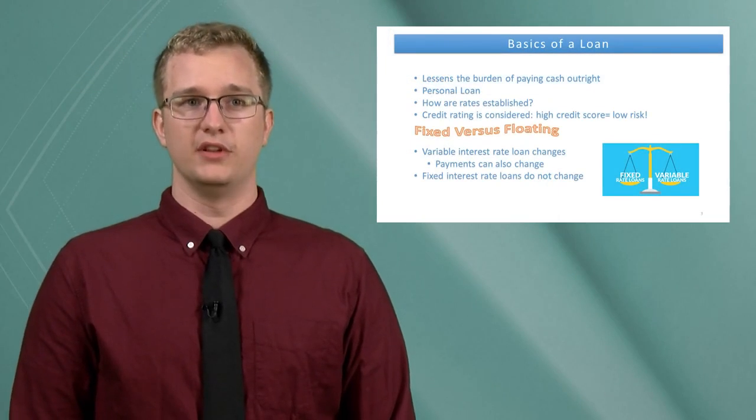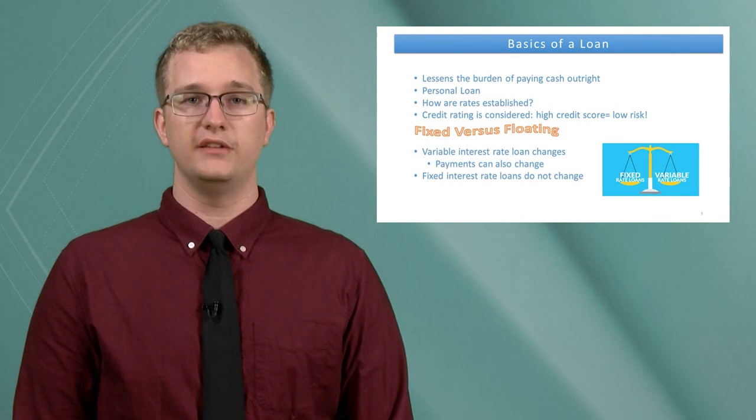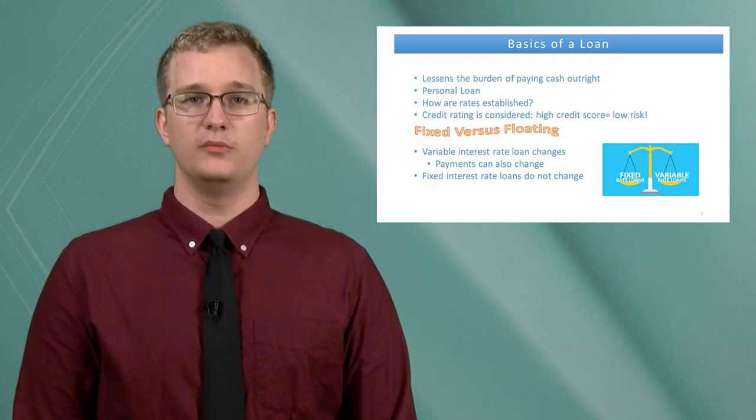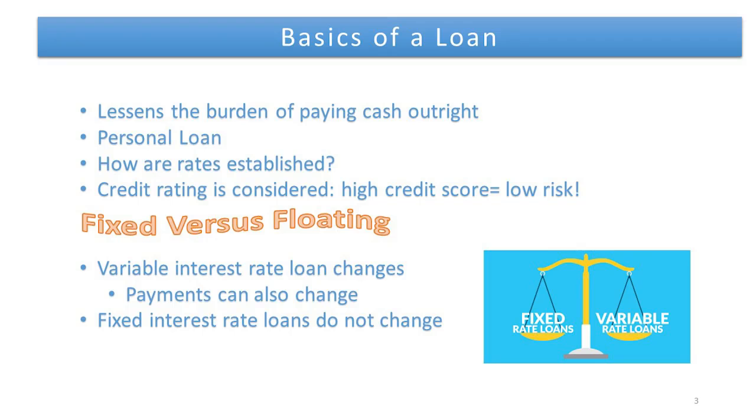Let's look at the basics of a loan. A loan lessens the burden of paying cash outright, and in many cases, you may be familiar with a personal loan, or an amount of credit that is extended to be paid back at a later point in time with interest. So, one of the first things that you might want to understand is how are interest rates established. A high credit rating can lead to a low interest rate because there's a low amount of risk, and vice versa with having a low credit score.